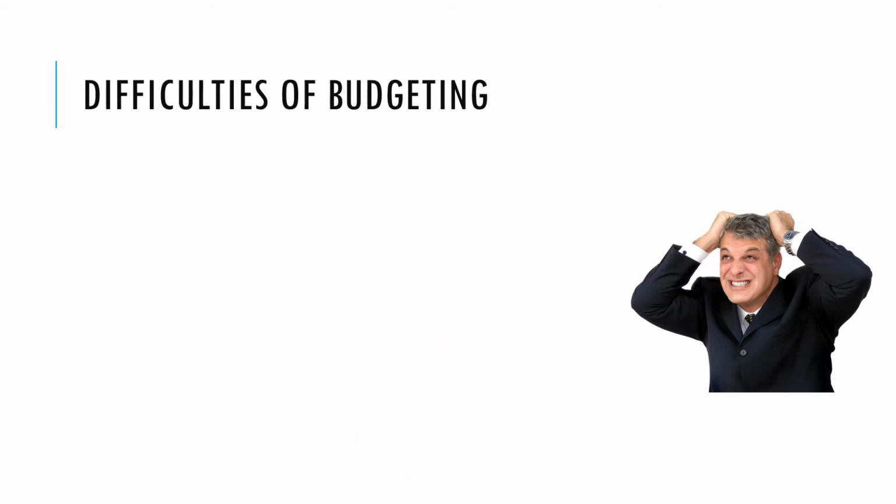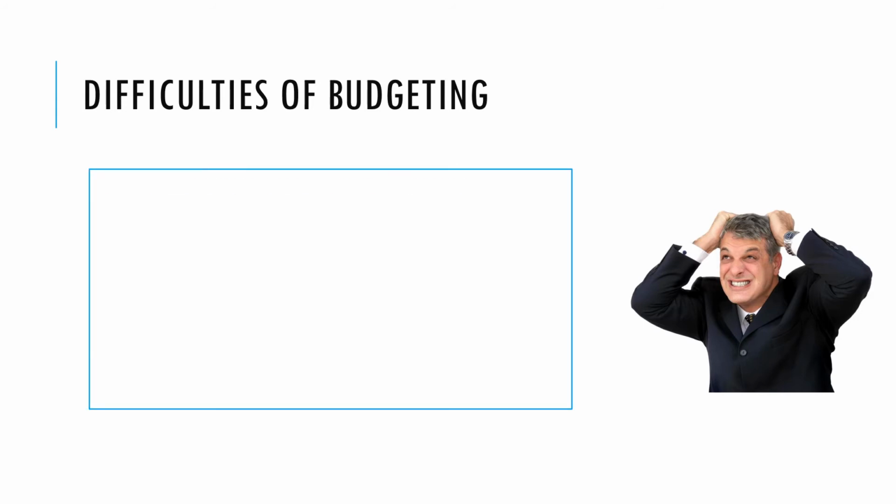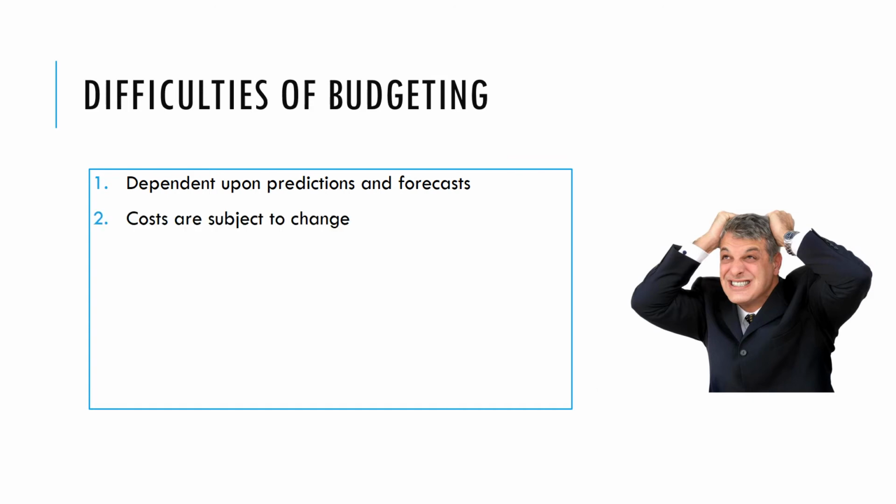Now, there may be some difficulties, as this man on the right hand side has experienced, with budgeting. First of all, it depends upon predictions and forecasts, and as we know, you cannot predict the future 100% accurately, so your budgets might not always be accurate, and that could be frustrating if you're not meeting your budgets. Some things change, costs might be changing, suppliers might want to renegotiate the cost they're charging you, and that would cause your budget to be inaccurate. Again, competitors, you just don't know what they're going to do. Some might close down, some might open new stores, some might bring out new products, and again, this would disrupt your budgeting.